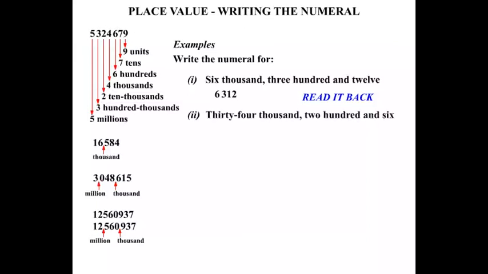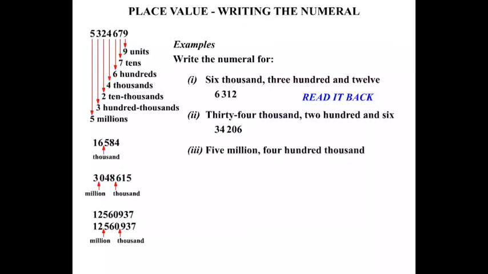Our second example, 34,206. Well, let's look at the thousands firstly. We have 34,000, so we'll write 34, and then we're going to leave a gap before writing any more digits. Then 206. So reading that back again, 34,206.